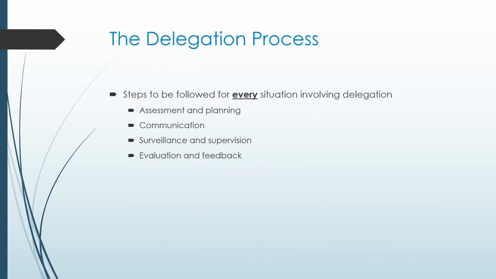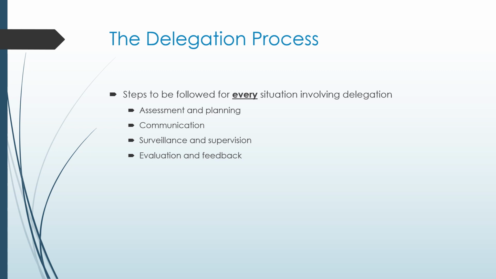So the delegation process. These are the steps to be followed in every situation. I just said assessment. You have to assess your patient and you have to plan for the intervention. Communicate, effective communication. Surveillance and supervise. I need to make sure that the person I'm delegating to has already demonstrated competency that they're able to complete that task. For example, if I'm delegating a Foley catheter or a simple wound care to the UAP, have they already been checked off and I know they have demonstrated competency? It's in their file that they can do these tasks correctly and safely.